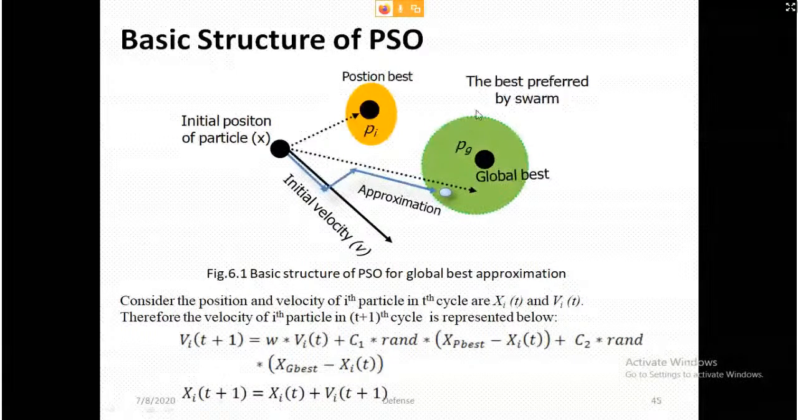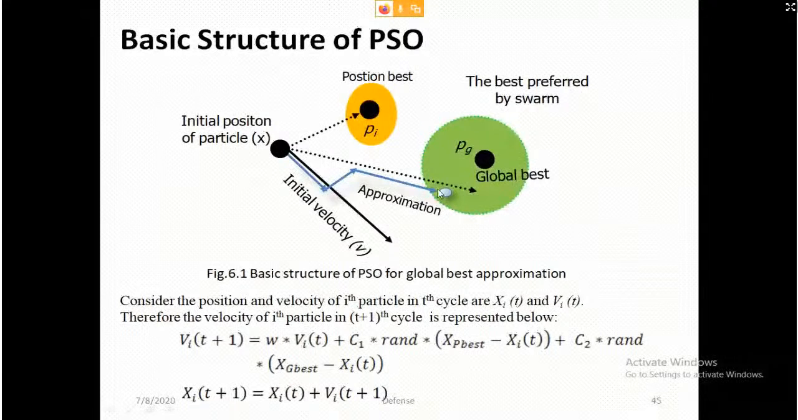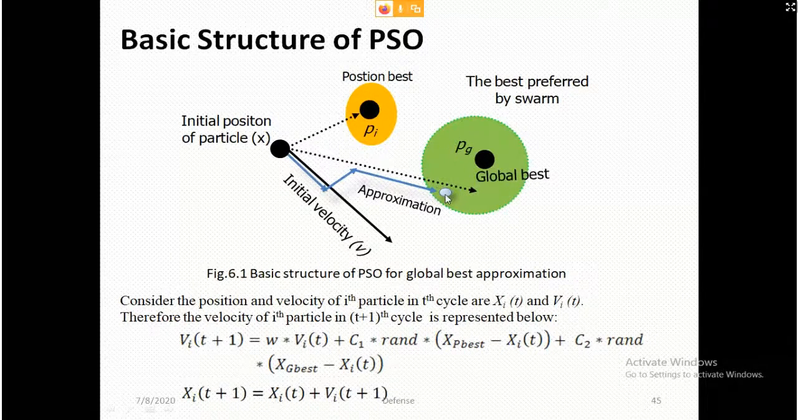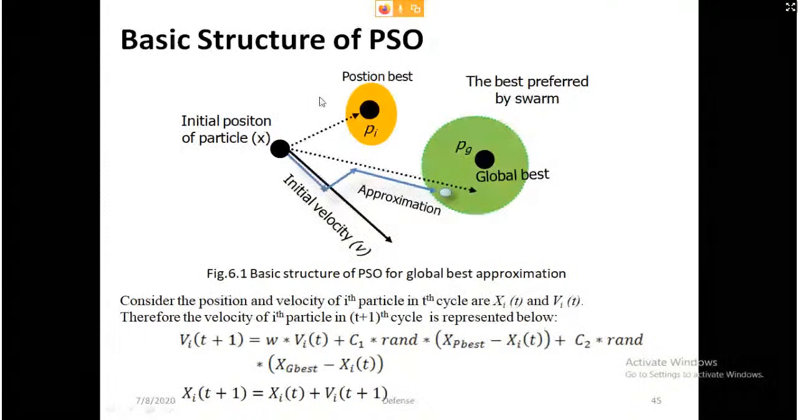Then the best preferred by the swarm is nothing but the global best position. So there are two best positions. If you see here, one is the position best, and the second one is the global best position. Now all these particles tend to move towards this global best position, not to their own position best, but towards the swarm best position.